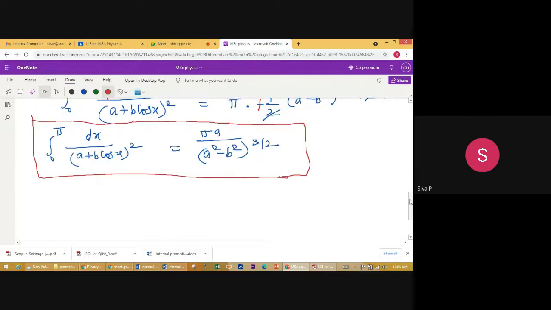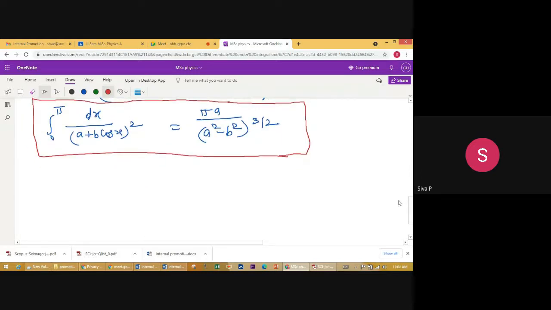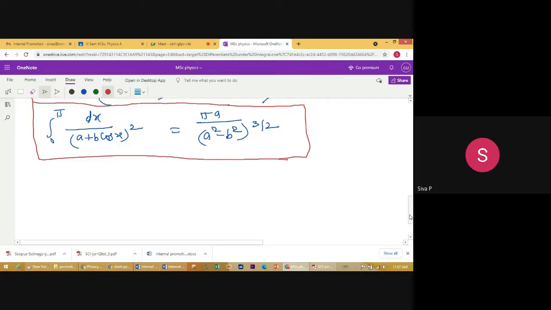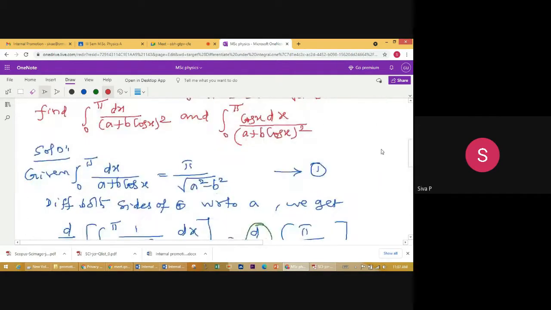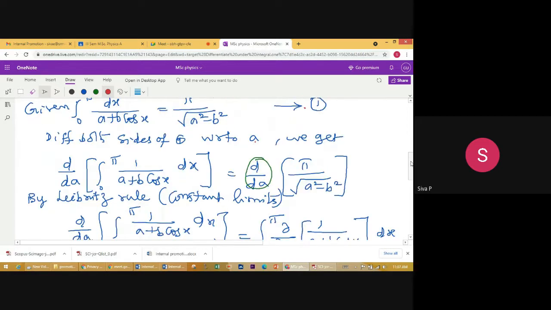Go to the second result. What is the second result here? Integral of cos x dx divided by a plus b cos x whole square. At that time, you have to differentiate both sides. What is equation number 1 here? This is equation number 1. Already we have differentiated with respect to a. Now we have to differentiate with respect to b.